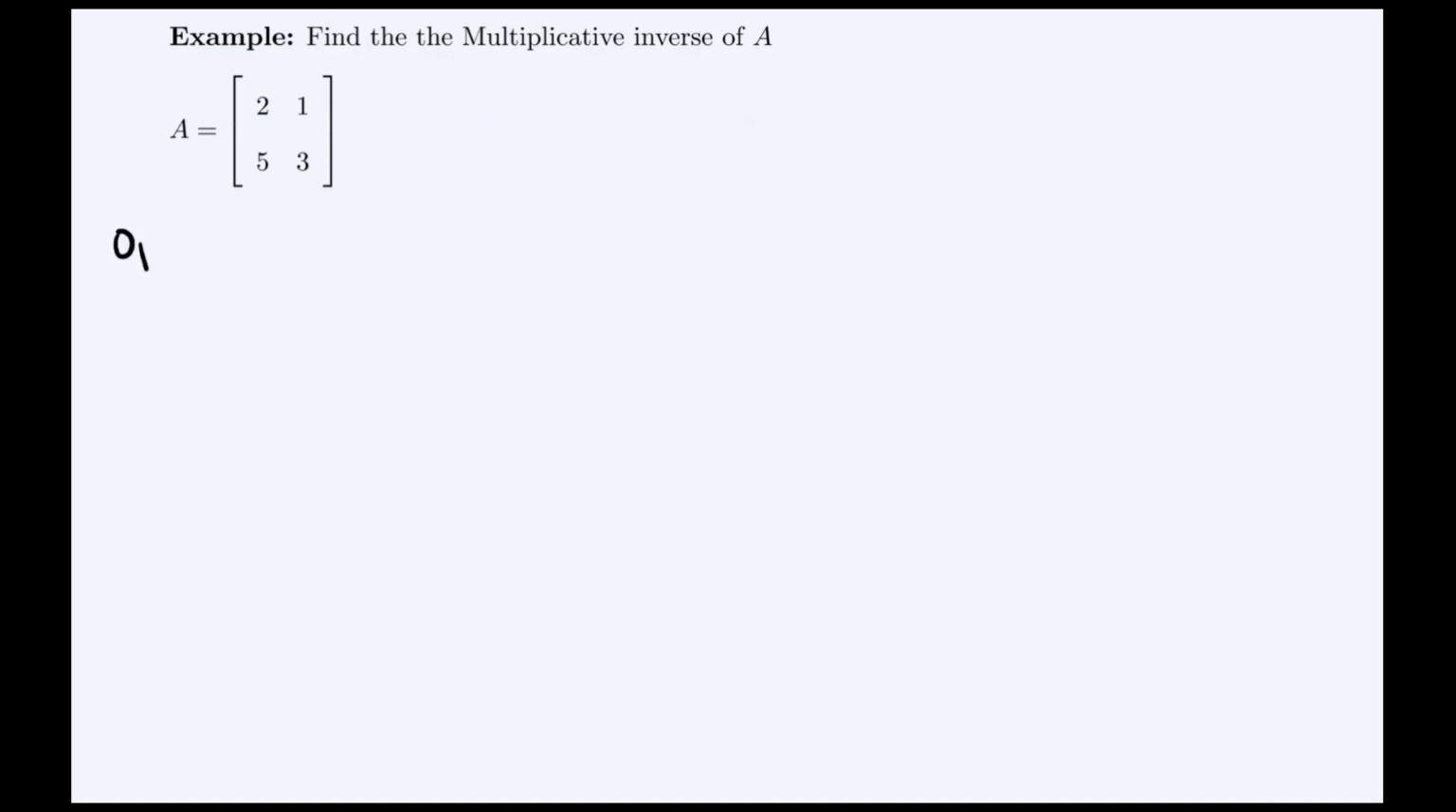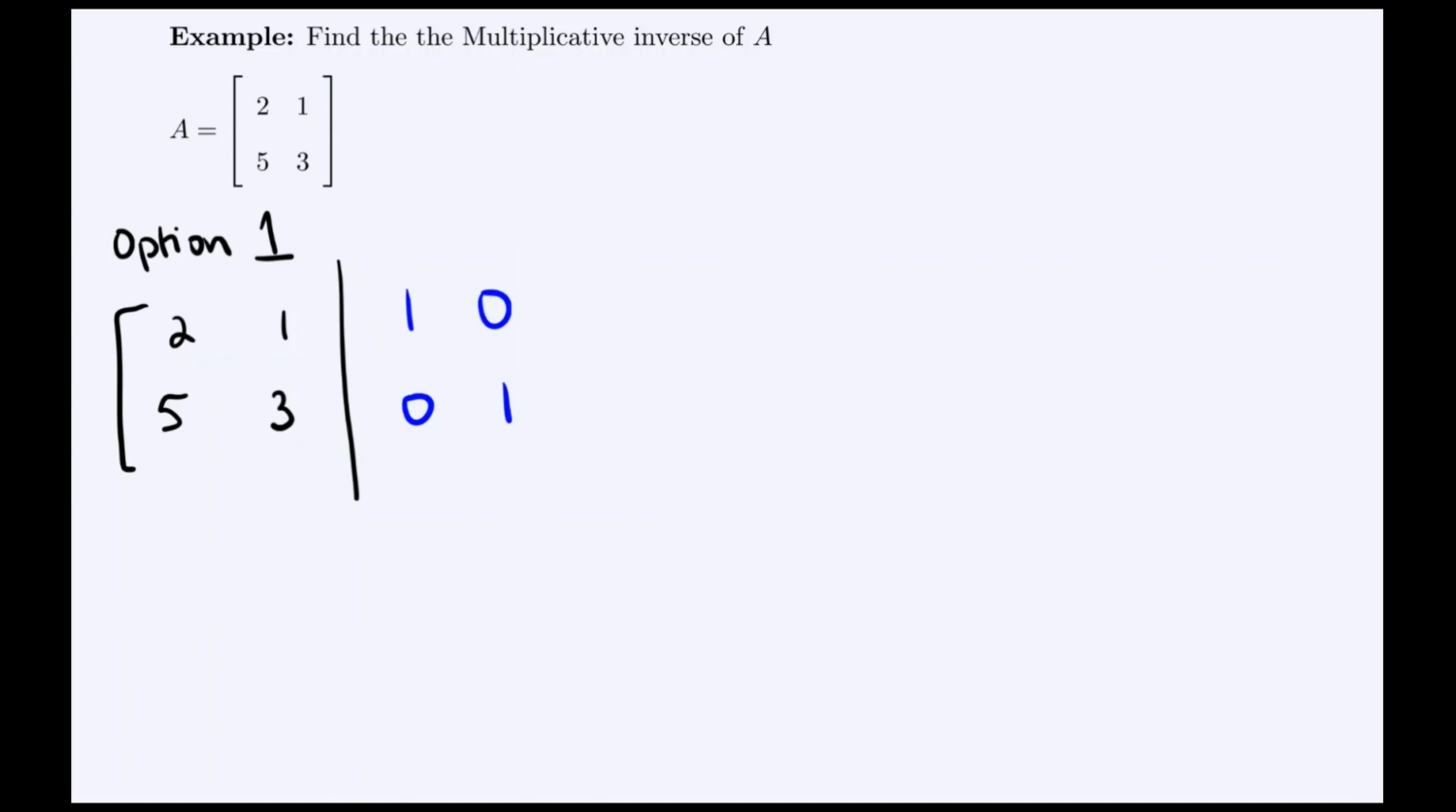So remember, this is option 1. The first method is to do row reduction, similar to what we did in our last section when we were solving systems of equations. Except instead of a system of equations, you take the matrix that you start with, in this case 2, 1, 5, 3, and you draw your vertical line, and what you put next to it is the corresponding identity matrix. So in this case, this is a 2 by 2, so its identity is 1, 0, 0, 1. And then you close the matrix.